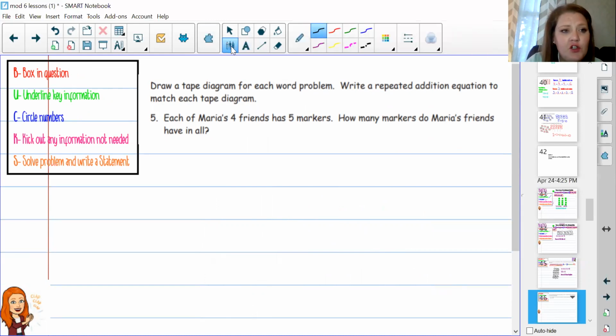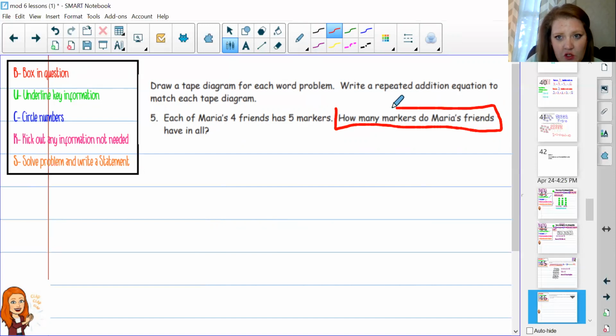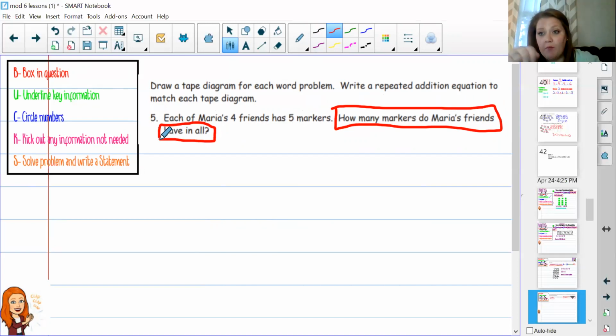All right, let's go ahead and do our bucks here. First, we're going to start with boxing in our question. Here's our question mark, work our way backwards. There we go. Let's box this in. How many markers do Maria's friends have in all? And remember, guys, pause the video so you can box it in, okay? And then I'm going to go over here and I'm going to cha-ching.